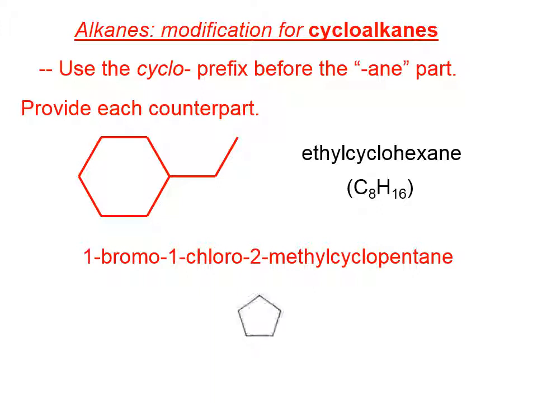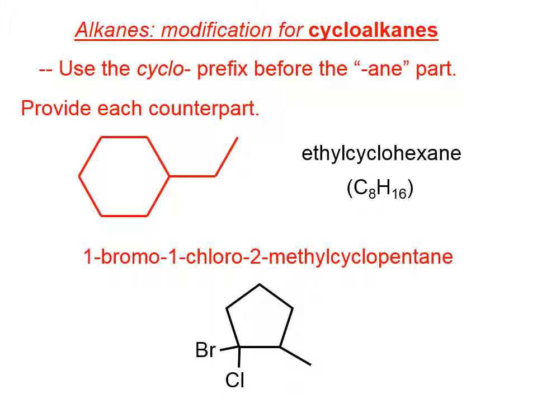How about the last one? It ends with cyclopentane, and then at the beginning we have 1 bromo, 1 chloro. So we have a bromo and a chloro substituent connected to the same carbon. And then off of carbon number 2 we have a methyl group. Now it doesn't matter whether the one on the left is carbon number 2 or the one on the lower right is carbon number 2. As long as it's next to carbon number 1, then we'll be fine.